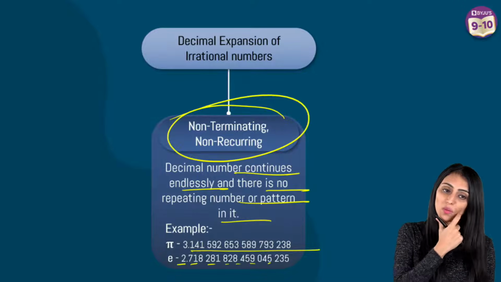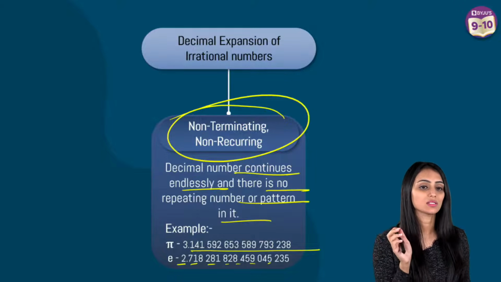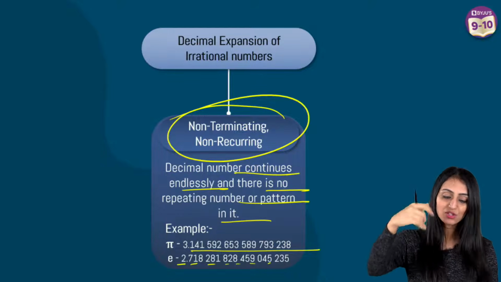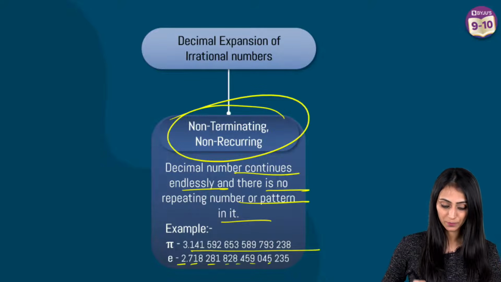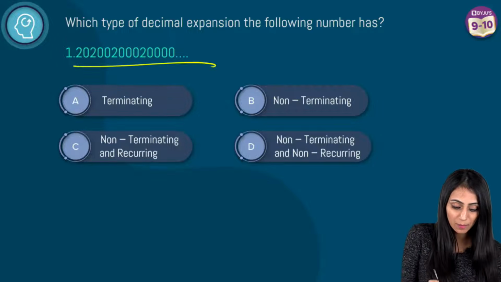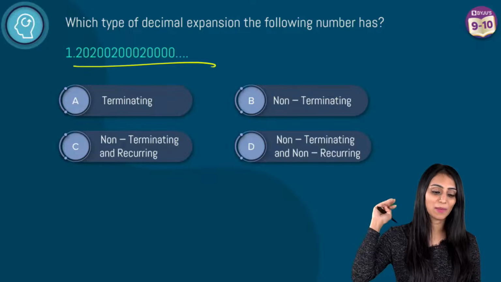Yes. So if you come across such questions, there would be dot dot dot, right? Don't worry about it. Let's try out a question to get a better understanding. Which type of decimal expansion does the following number have? Now look at this number. Tell me what kind of decimal expansion it has.